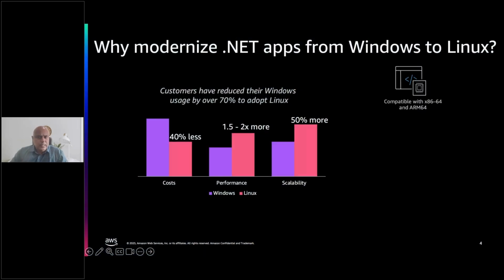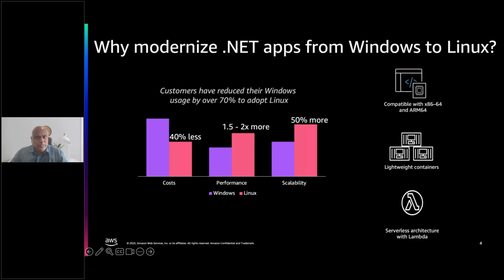Let's start with the motivation for why customers want to modernize their .NET applications from Windows to Linux. So customers who have a large portfolio of legacy applications written in .NET Framework, these are over a decade old, and they have fallen out of support, and they have compliance issues, security issues that they need to go address. So they need to go upgrade them to the latest version of .NET.